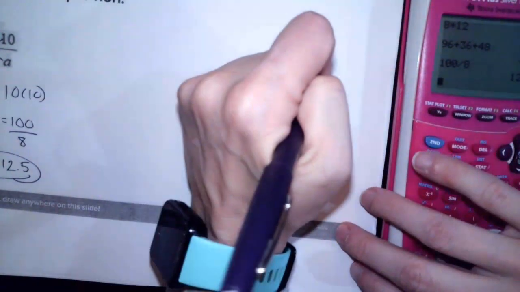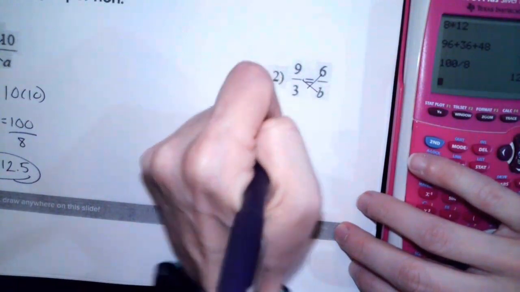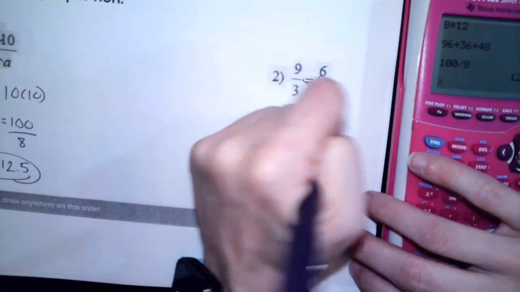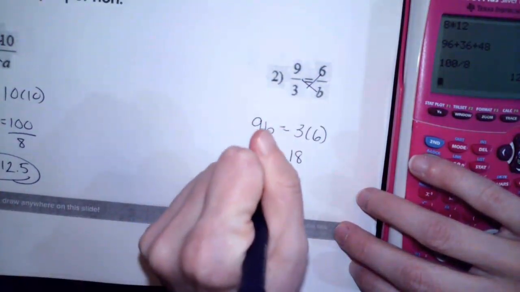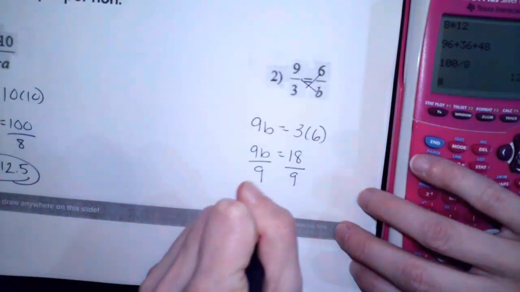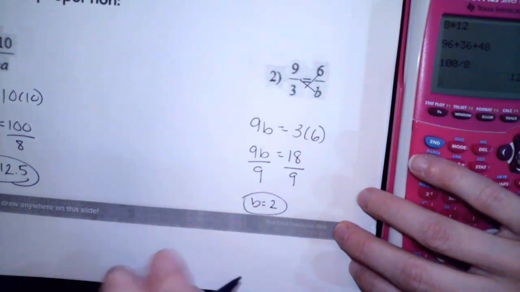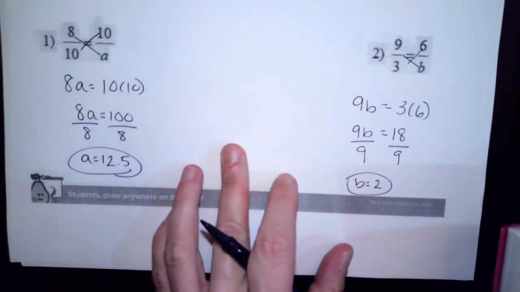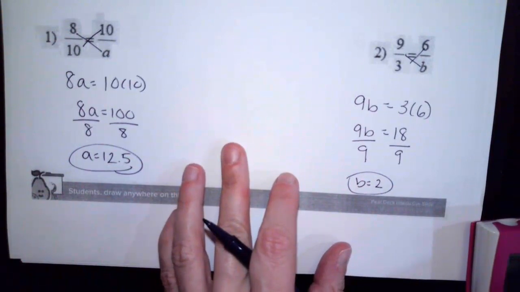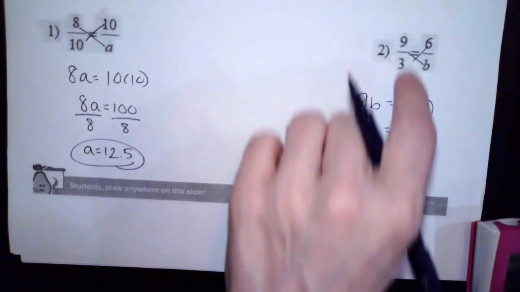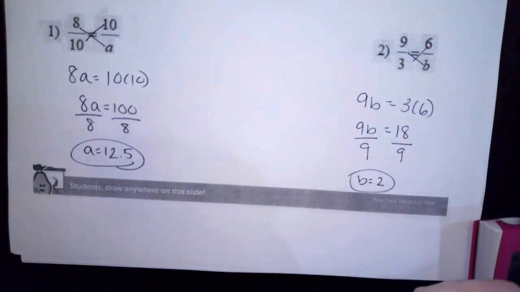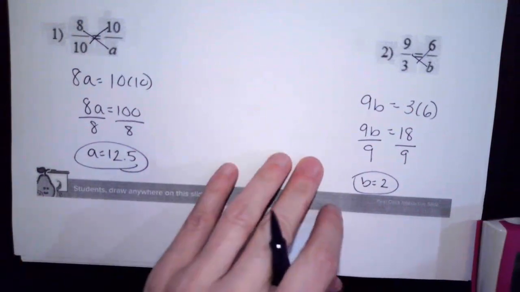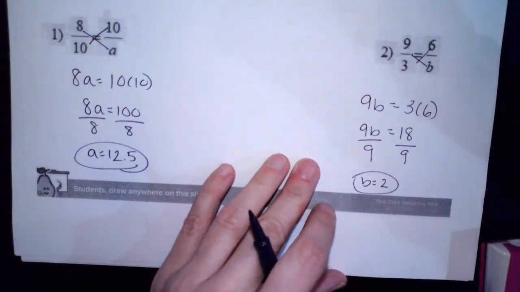Alright, next one, cross multiply. 9b equals 3 times 6. And that's 18. Divide both sides by 9. B should be 2. Any questions on either of those? Hopefully you guys are pretty good with the cross multiplying. Remember, the product of one diagonal is equal to the product of the other. And product means the answer when you multiply. All right, next page.